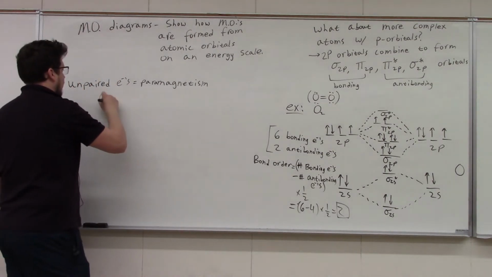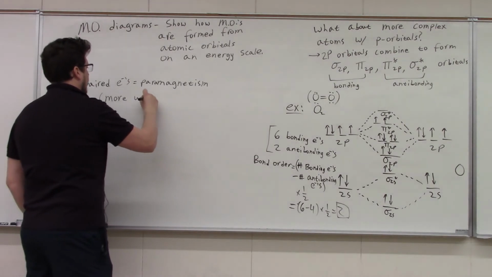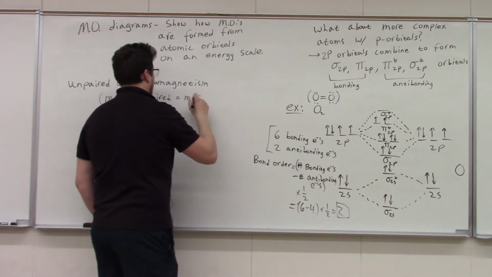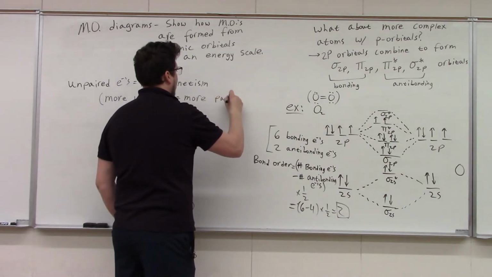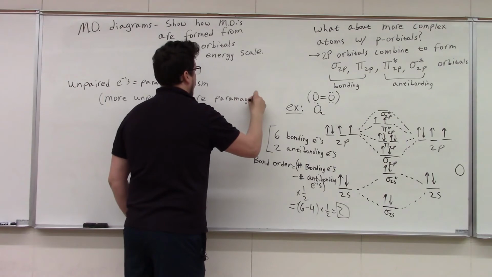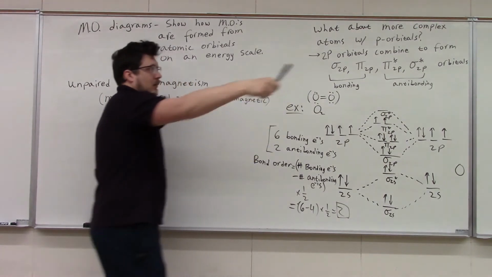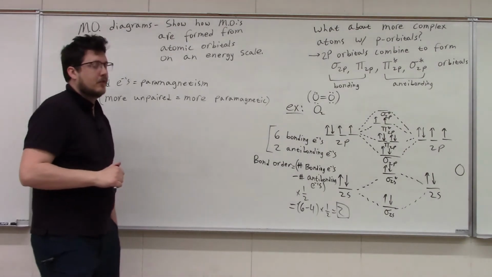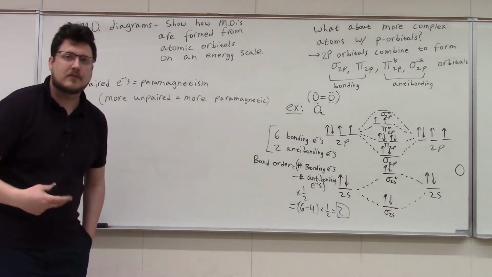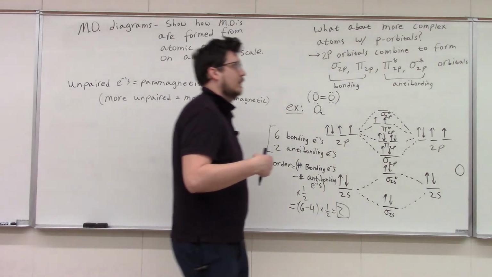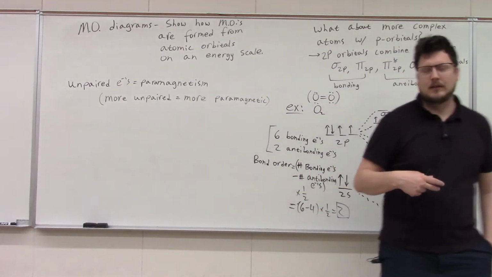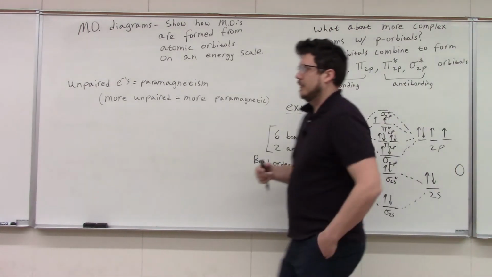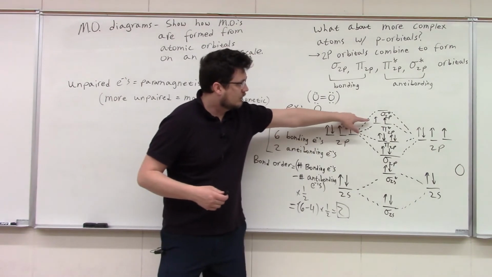And what we'll say is more unpaired equals more paramagnetic. So the more of them there are, this is why rare earth metals are so popular for very strong magnets like neodymium or whatever. I can't remember the name right now. Those are very magnetic because they have a lot of unpaired electrons. And it turns out that O2 is a little bit magnetic.